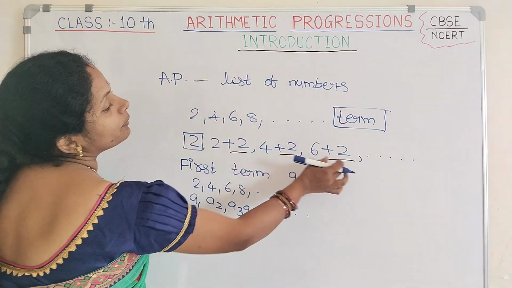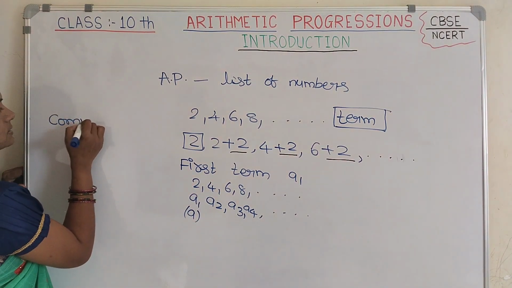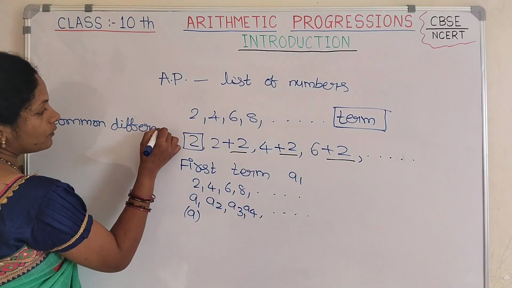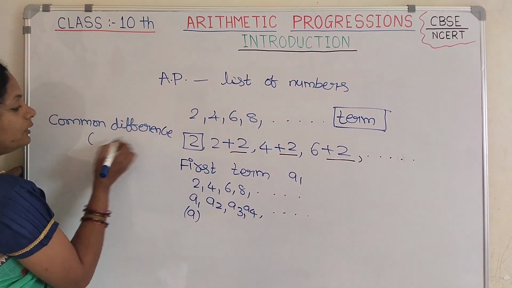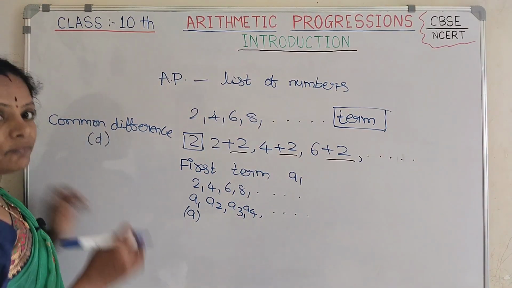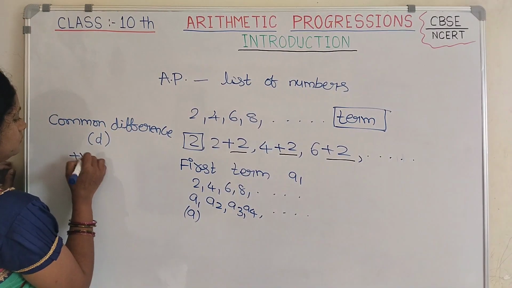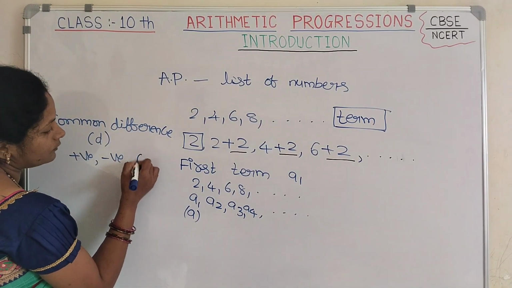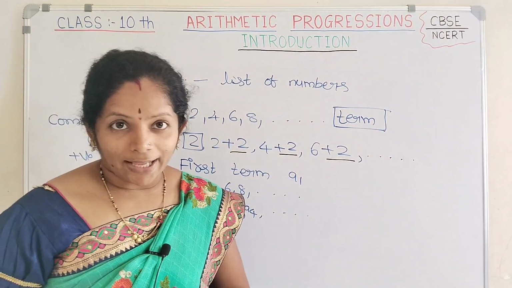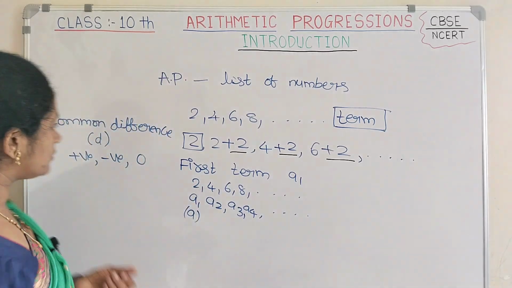This fixed number is called the common difference. This common difference is denoted with a small d. Sometimes this common difference may be positive, negative or 0. Here I will write some examples. Let us see how to get the common difference from these examples.